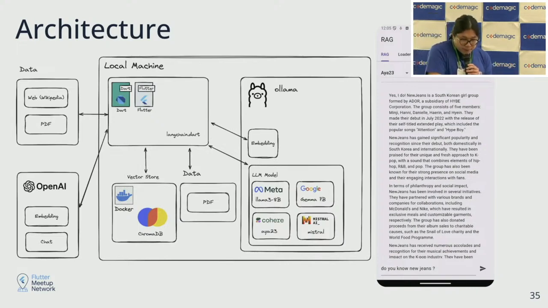The actual development is shown in the picture on the right. When I asked it about NewJeans, it responded well. I used Aya 23, made by Cohere AI, which supports multiple languages, so we don't need fine-tuning for other languages. Now let's see how to build a Flutter app based on the 8 steps outlined earlier.